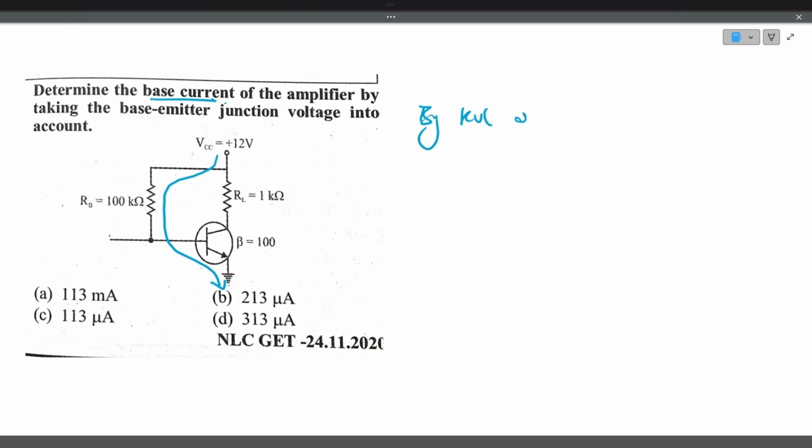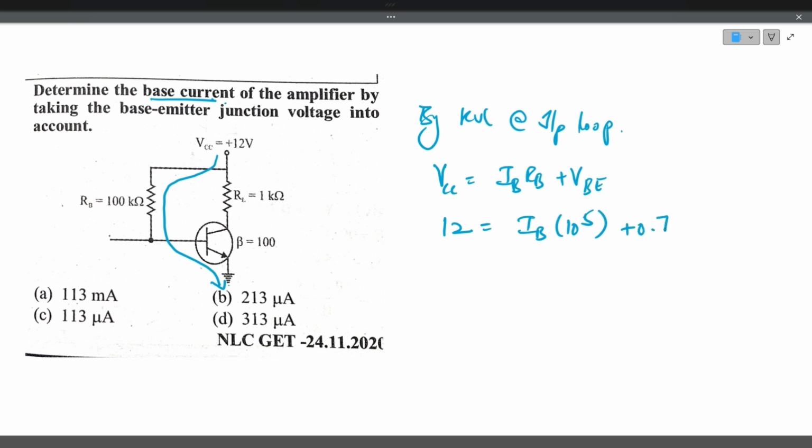So by KVL at the input loop, you will get VCC is equal to IB RB plus VBE. The base emitter junction voltage is 0.7, we know that. So 12 is equal to IB times RB, which is 100 kilo ohms, so 10 to the power of 5 I am writing here, plus 0.7 volts. So base current IB is equal to 12 minus 0.7 divided by 10 to the power of 5, which will be equal to 113 microamperes. So answer is option C.